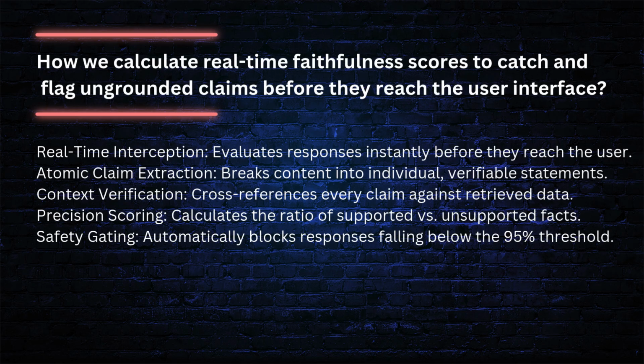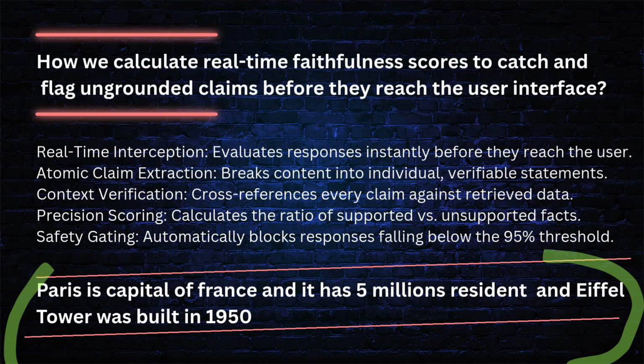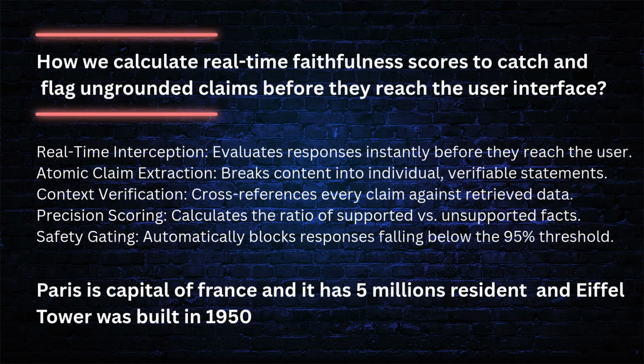So, for example, if there is a sentence like "Paris is the capital of France and it has 5 million residents and the Eiffel Tower was built in 1950." In this whole statement there are three atomic factual statements. First, Paris is the capital of France. Second, it has 5 million residents. And third, the Eiffel Tower was built in 1950. The evaluator would check each of these claims against the retrieved chunks, one by one.